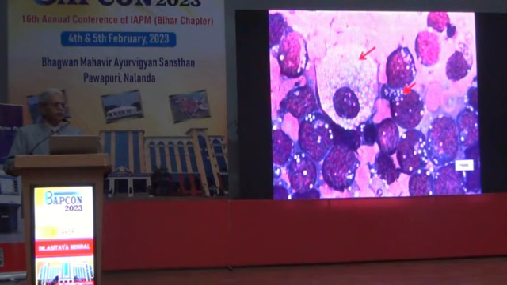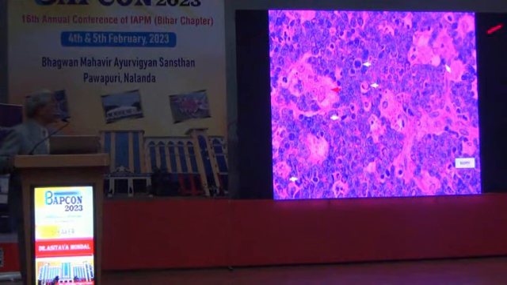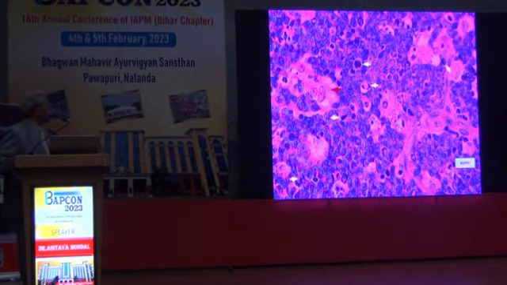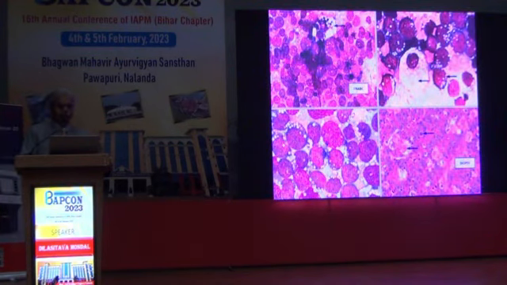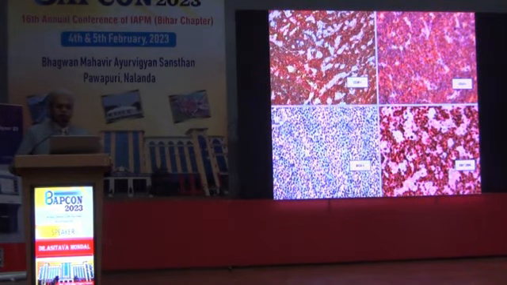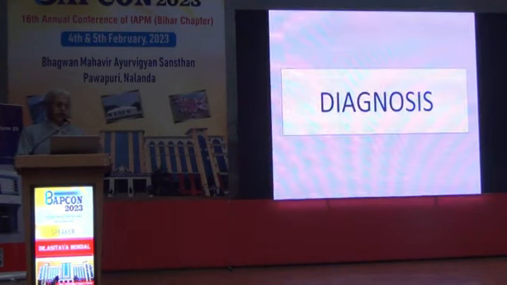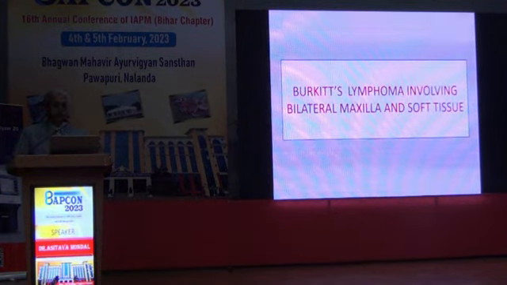We can give a diagnosis possibly of Burkitt's lymphoma. So if we see, these are the cells on histology, these are the classical starry sky. These are the tingible body macrophages. These are the stars, and this starry sky is caused by the deep blue cells and the pale staining histiocytes. And if we see FNAC and biopsy, we can give a diagnosis. CD20 is positive, proliferative index should be as high as 100%, BCL6 positive and CD10 positive, and this is the diagnosis of Burkitt's lymphoma involving bilateral maxilla and soft tissue.